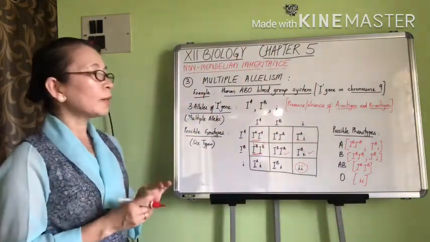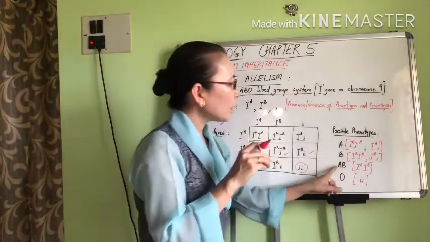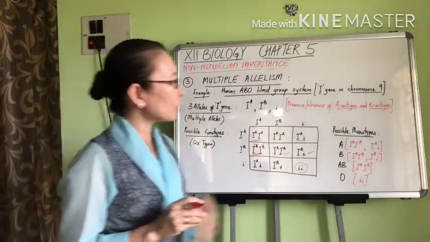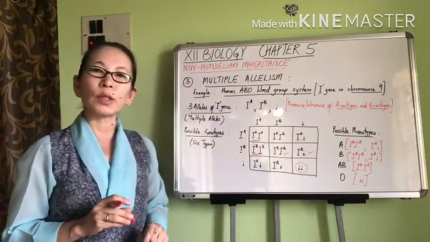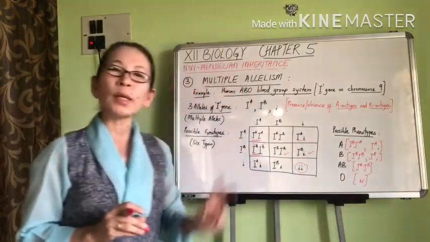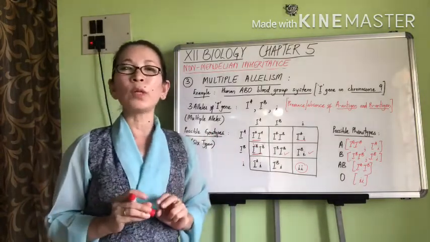So in this way, the 6 different genotypes can be denoted by 4 possible phenotypes: A with 2 possible genotypes, B with 2 possible genotypes, AB with only 1 possible genotype, and O type with only 1 genotype.